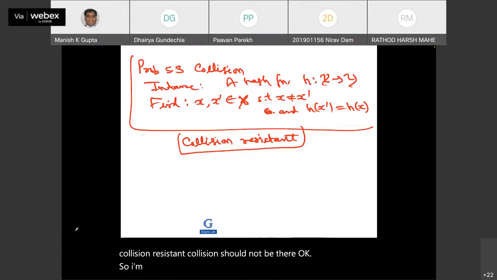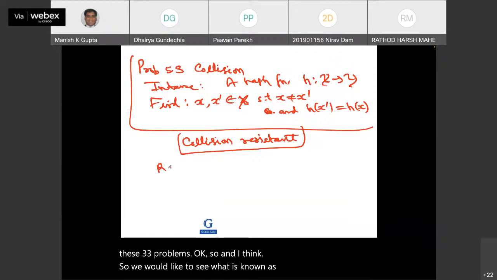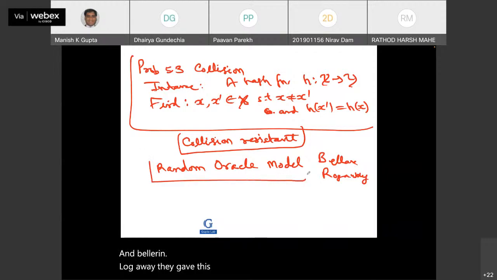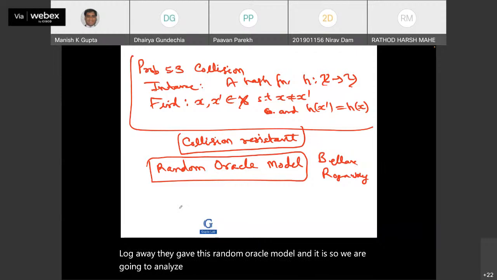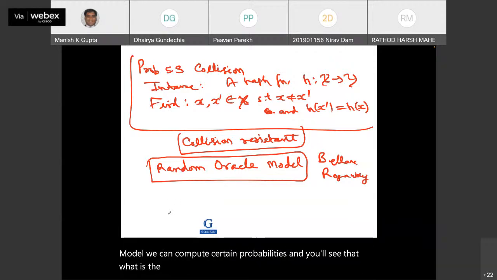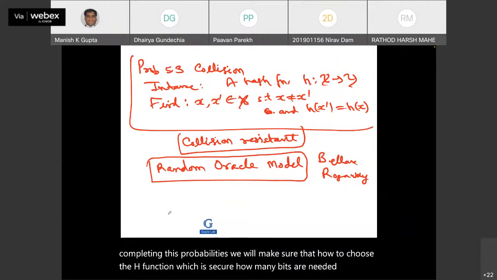So I'm going to use a model through which one can analyze these 3 problems. We would like to see what is known as the random oracle model. We'll analyze the 3 problems in the random oracle model. This was given by Bellare and Rogaway. We can actually compute certain probabilities, and see how much difficulty there is. By computing these probabilities, we will make sure how to choose the hash function h which is secure. How many bits are needed for a hash function so that it is secure.